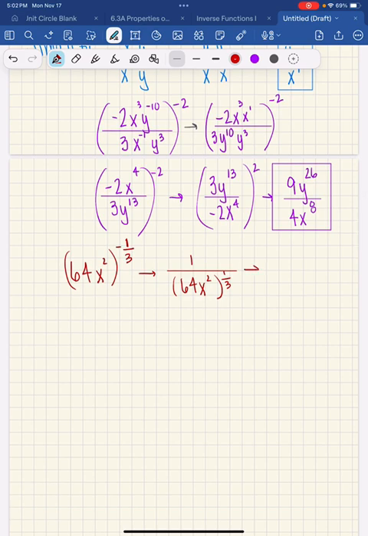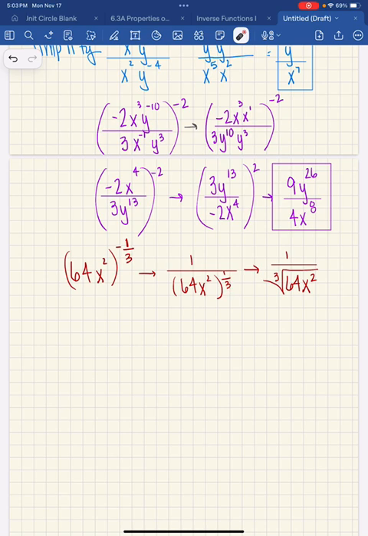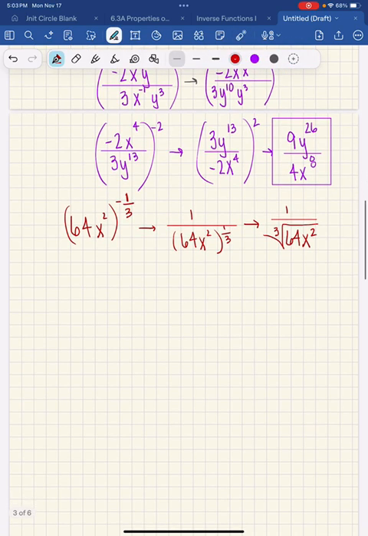Now, this is going to become 1 over the cube root of 64x squared. The denominator, the 3, becomes the root. The numerator 1, that's this whole thing to the first power, which you don't need the 1. I know the cube root of 64, there'll be very little calculator on this. The cube root of 64 is 4. Cube root of x squared.